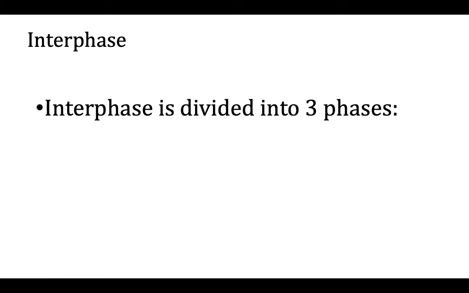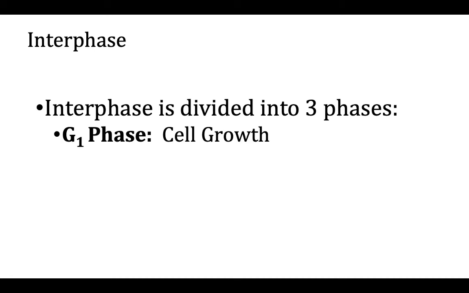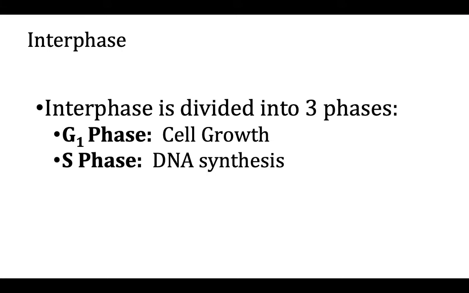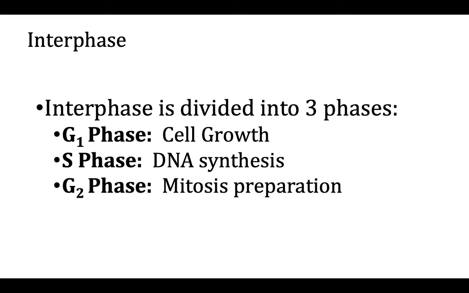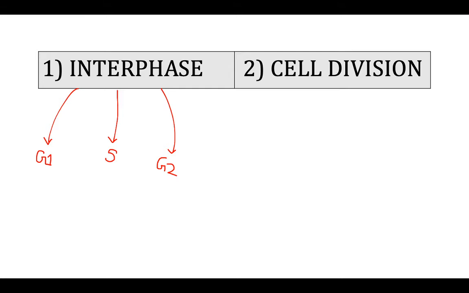Interphase itself can be divided into three specific stages. This is the longest stage as a whole, but within it, there are three sub-compartments, if you will. The first phase is the G1 phase. During the G1 phase, the cell is growing. During the S phase, the DNA or the genetic material is synthesized. And during the G2 phase, the cell is preparing for mitosis or cellular division. So interphase can be separated into three specific parts: G1, S, G2.